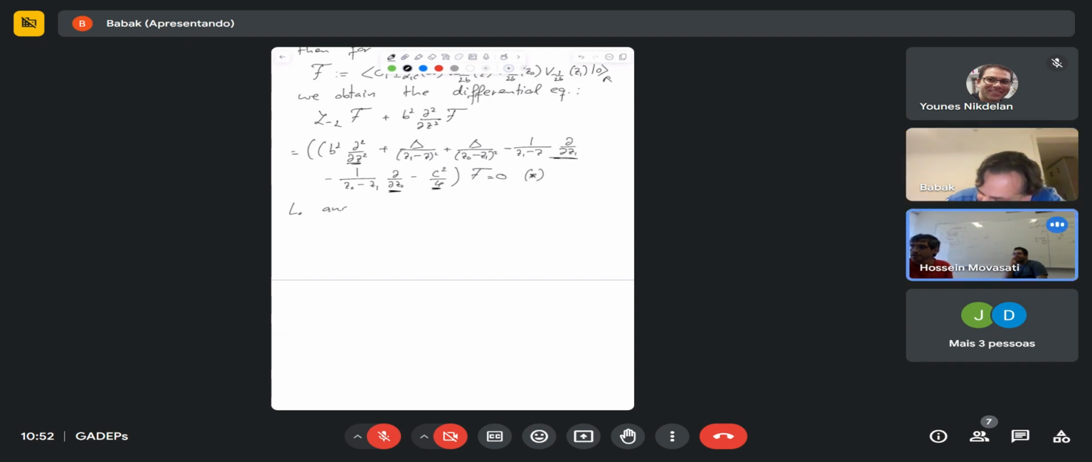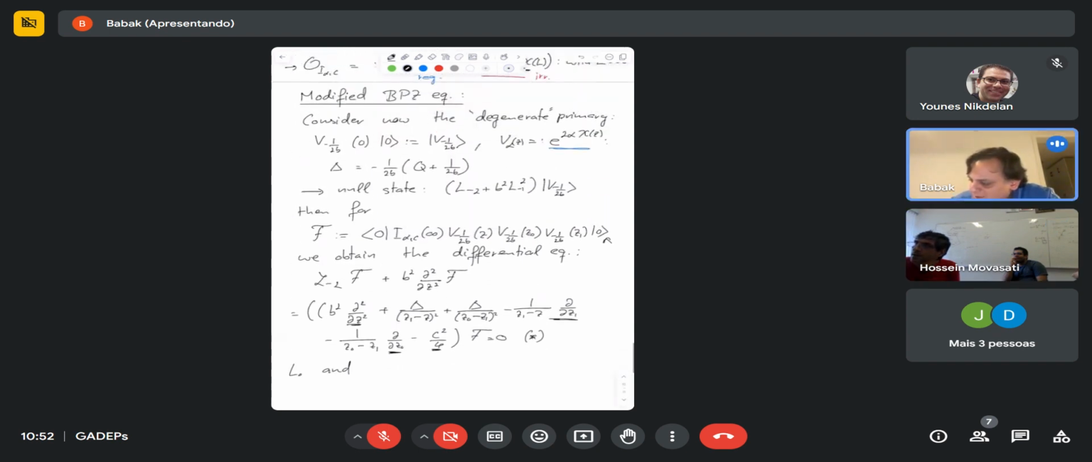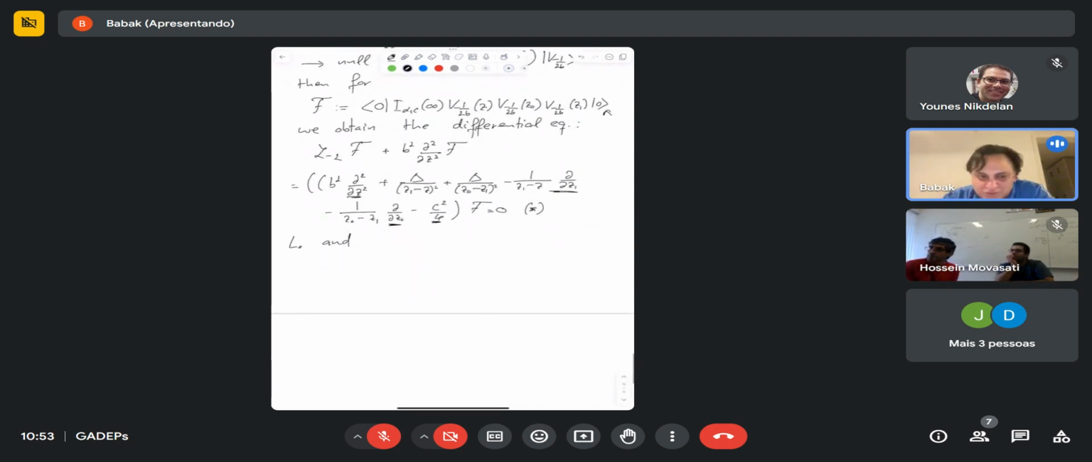So delta was a constant or the function of z? Delta is a constant. Okay. Is this constant -1 over 2b, q plus 1 over 2b? Q is z independent, and everything is z independent. It's the highest weight, the weight of the representation. So it's z independent. Now you have to use two more equations, namely L0 and L -1 invariance of the vacuum.